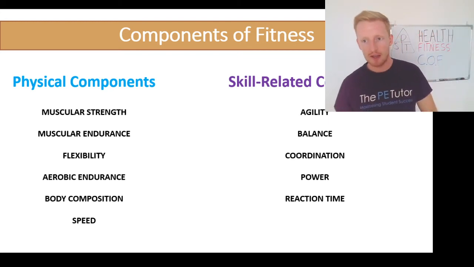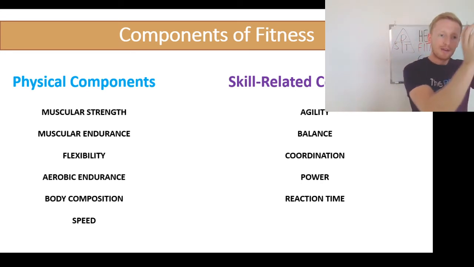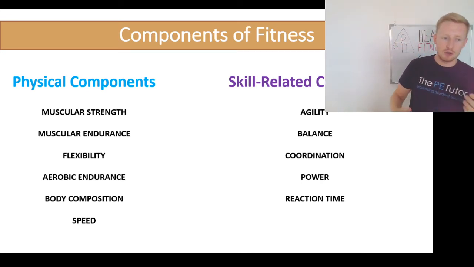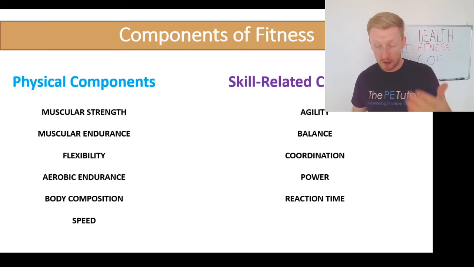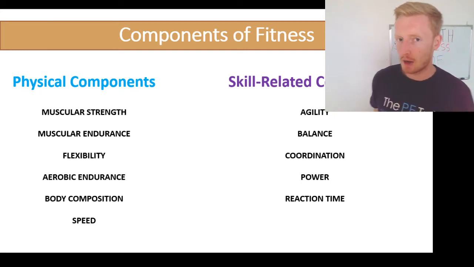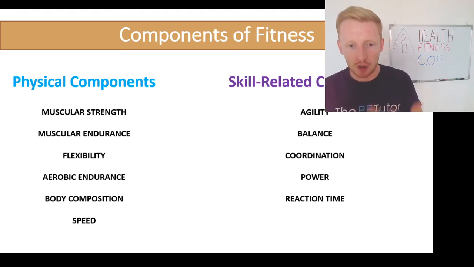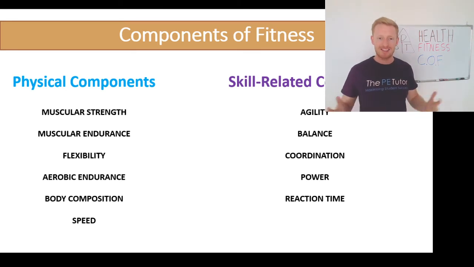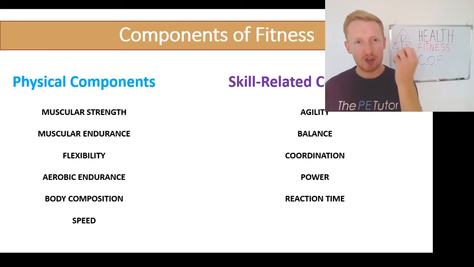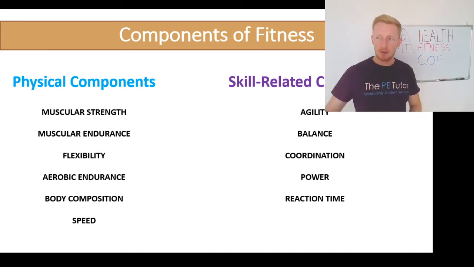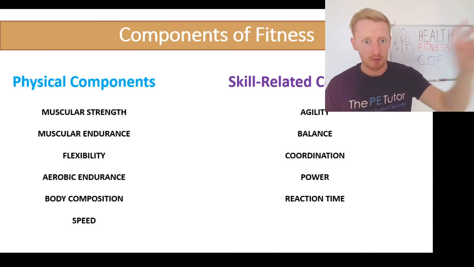Skill-related components. Agility, these are now almost the combination of our physical components. So if we were to apply strength and speed, we'd get power, that's the one below, but agility might be something that comes out as well, which is the ability to change direction without losing our balance. Balance being the next one. Coordination, moving parts of our body at the same time to produce an accurate outcome. Power, applying force and strength quickly, and reaction time. Interpreting a stimulus, making a decision on what to do as a response, and then doing the response.